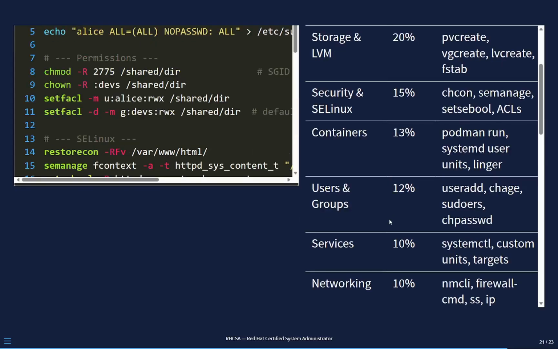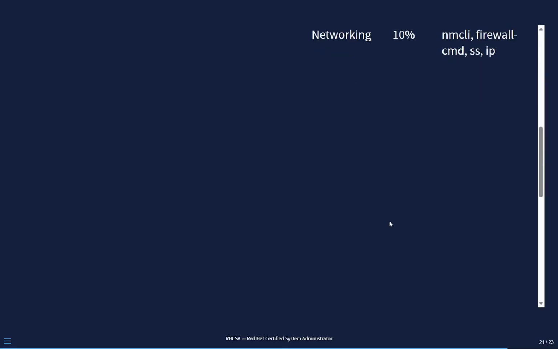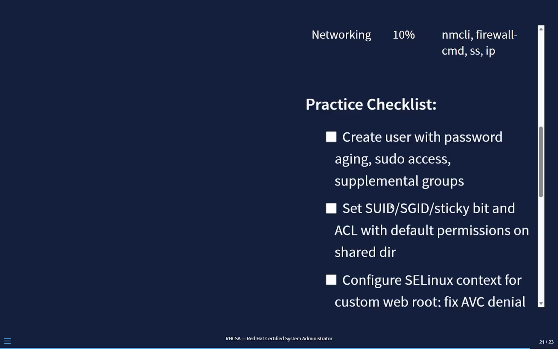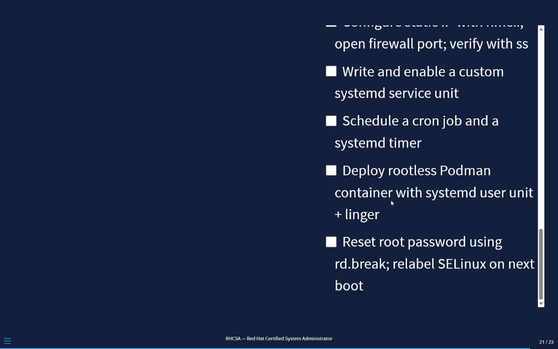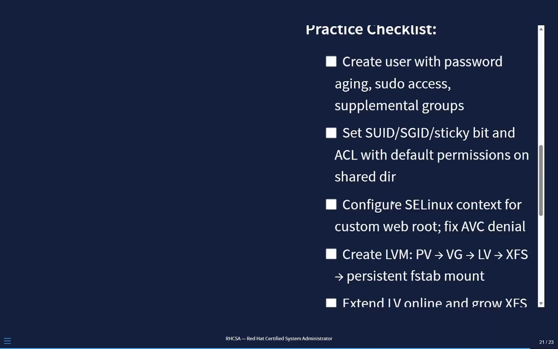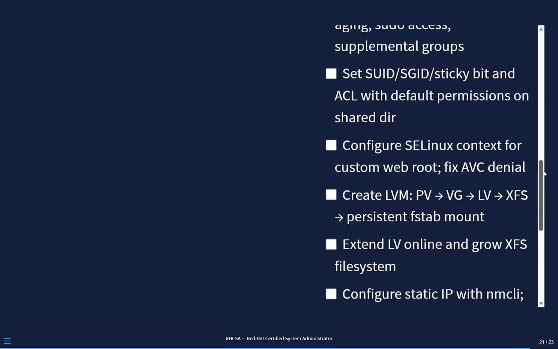Work through every item until you can do each one from memory in under 5 minutes. The root password reset. Practice it on a VM until it is completely automatic. The Podman linger task. Run it until loginctl enable-linger is a reflex. The LVM extend. Do it 3 times in a row.